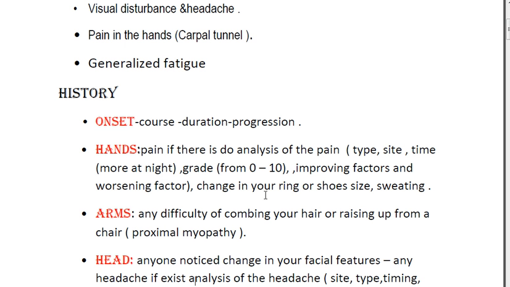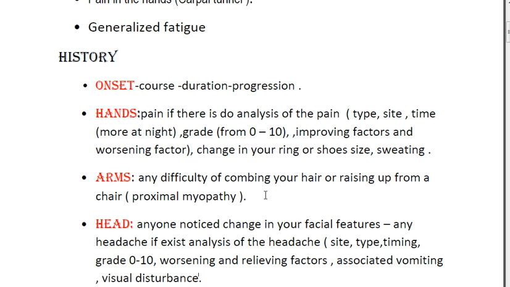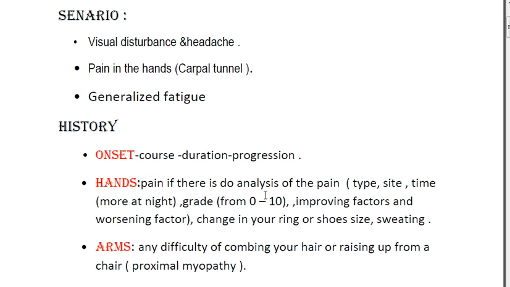Again, rapidly review the systemic involvement. Whatever the complaint, you have to do analysis of the complaint: onset, course, duration, progression, worsening factors and improving factors. Then start with the hand. You can start wherever you want, but we need to do it in a pattern, in an anatomical distribution, that makes it easy for you to approach, so as not to forget something.